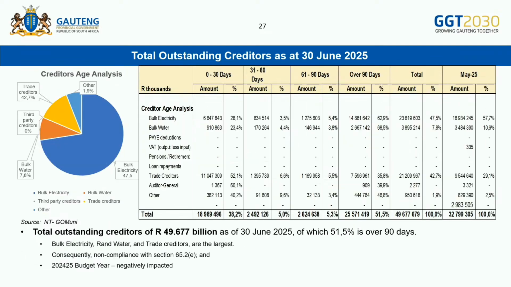Just in terms of total outstanding creditors, our municipalities are owing their creditors 49.6 billion. The bulk of that is being owed to Eskom, Rand Water, and trade creditors.